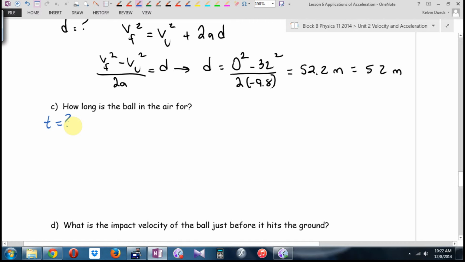We're throwing something in the air, it's in free fall, so I know this. What's the acceleration? Negative 9.8, that's 1 g.